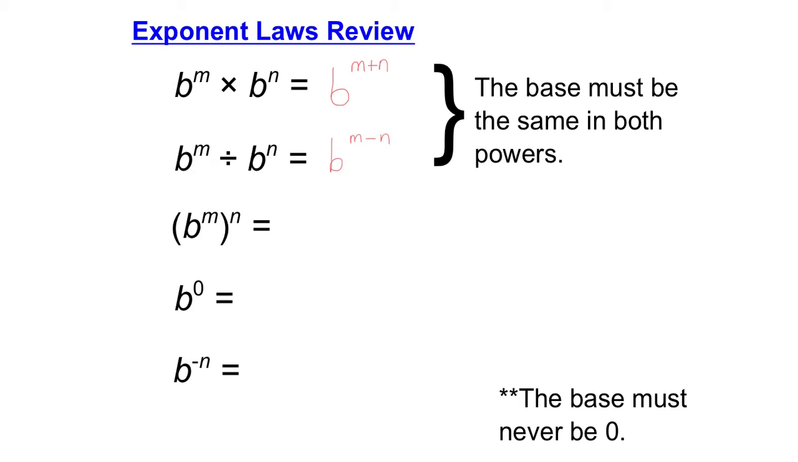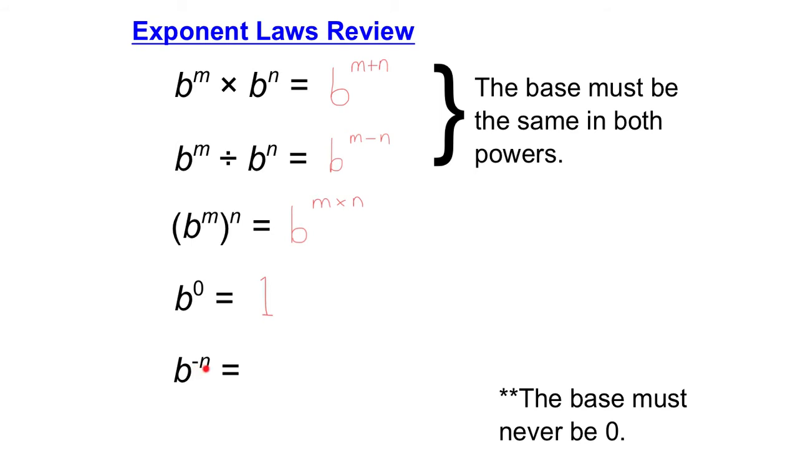If you have a power of a power, so by that I mean the base of this power is a power itself, simplify that into a single power by multiplying the exponents together. If you have a power where the exponent is 0, your answer will always be the same. It will always be 1.